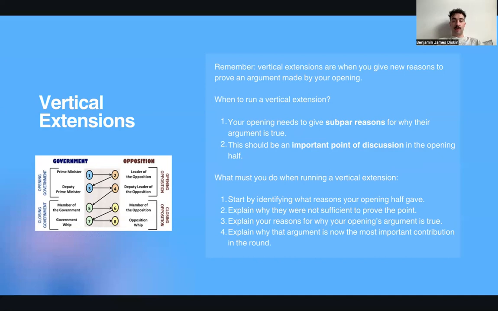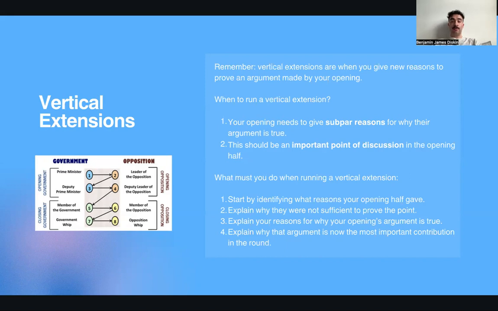The first thing that needs to happen is you need to ensure that your opening has given somewhat subpar reasons. That is because if an opening team provides lots of good reasons, even if you also provide good reasons, then you're not really having a large impact on the debate. In other words, your contribution is not very important in whether or not the adjudicator credits the argument, because the argument was already very well made.